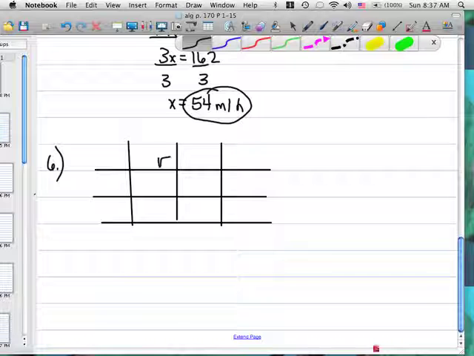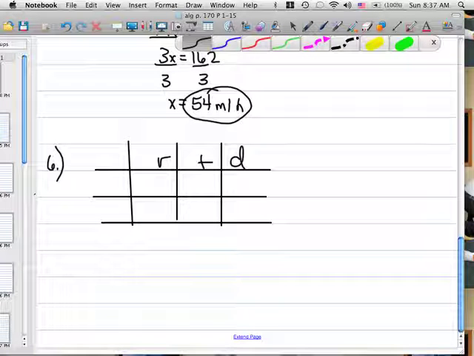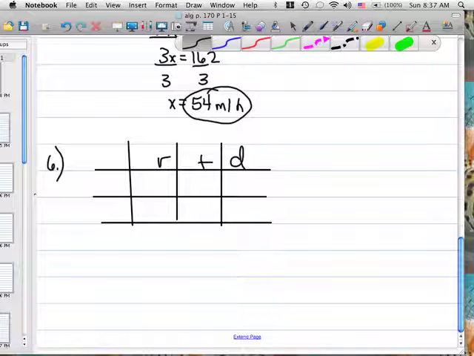Label rate, time, distance. Number 6 says, at 7 a.m. Joe started jogging at 6 miles per hour. At 7:10, Ken starts off after him. How fast must Ken run in order to overtake him at 7:30 a.m.?